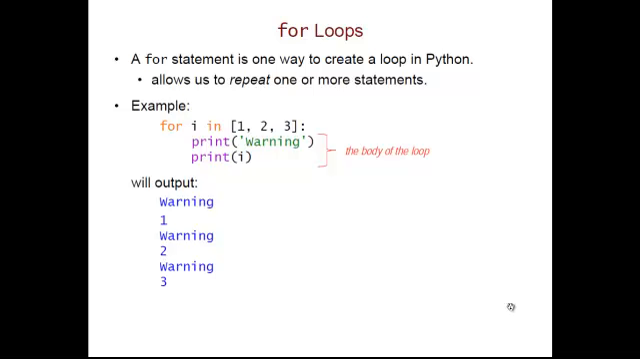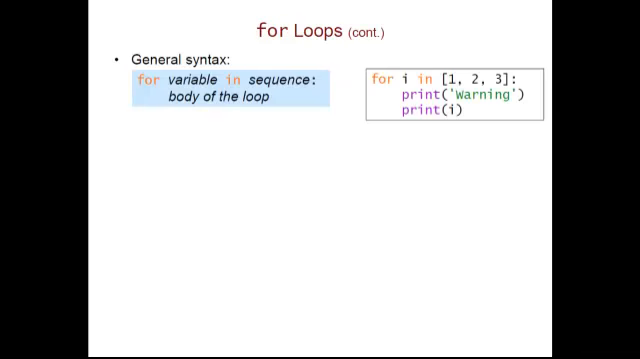Now, how do we figure out how many times we're going to repeat? Well, here's the general syntax for a for loop. After the keyword for, we're going to have some variable, which is the loop variable. We then have the keyword in. We then have some type of sequence. In our example, our sequence was a list, but it could also be a string or some other type of sequence. Then we have a colon, and then we have the body of the loop, which, as we said, has to be indented underneath the loop header.